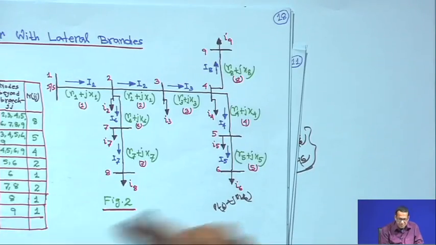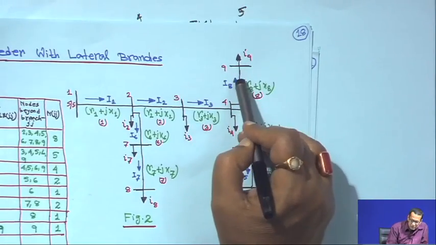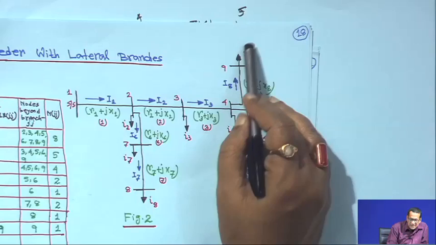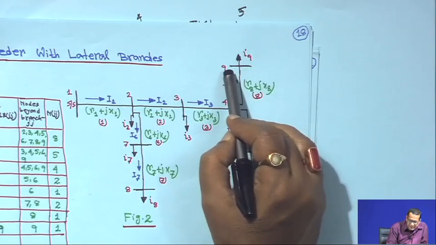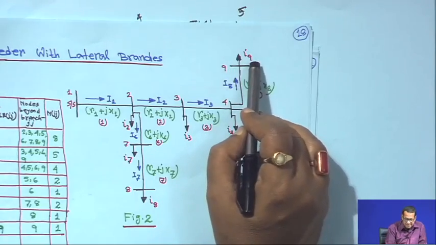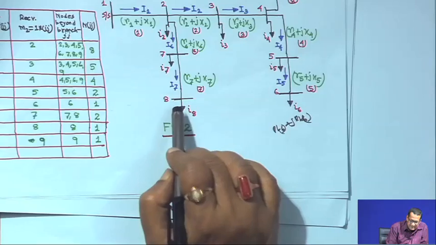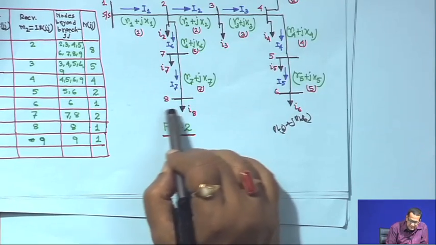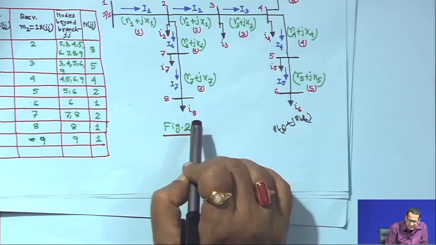Similarly, if you consider the electrical equivalent of branch 8, it is the last node; beyond this branch there is no other branch or node. So, in that case P 9 will be P L 9 and Q 9 will be Q L 9. Similarly, for branch 7 and 8, this is the last node. So, in that case P 8 will be P L 8 and Q 8 will be Q L 8.